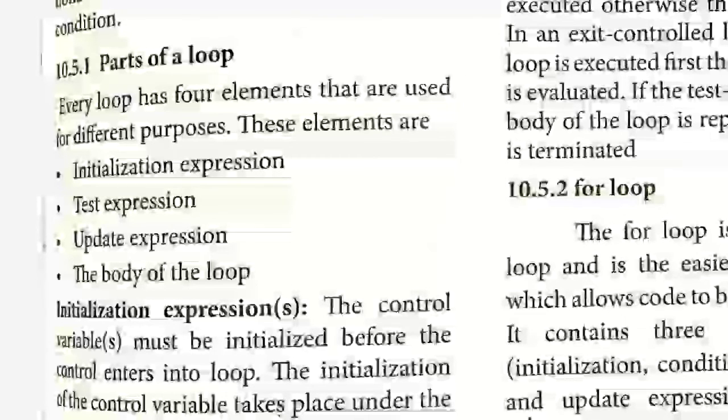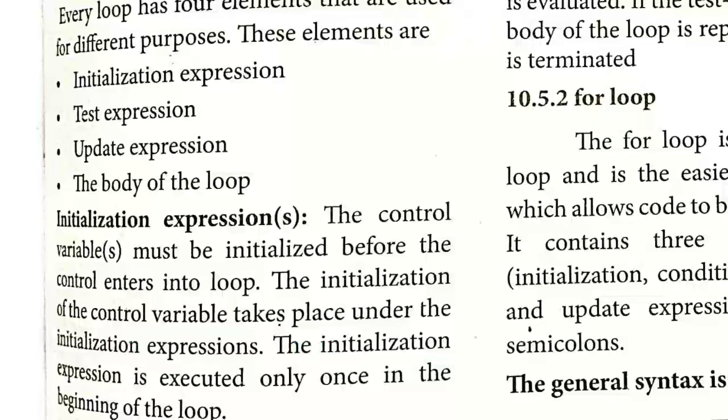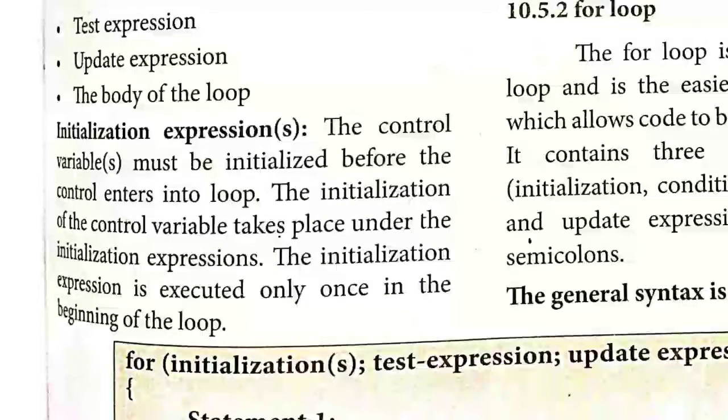So these are all the parts that we can see in all the looping statements. Next, the first one is the initialization expression. The control variable may be one or more variables. The control variables must be initialized before the control enters the loop. The initialization of the control variable takes place under the initialization expression. The initialization expression is executed only once, at the beginning of the loop. It is the starting value. If you provide any starting value to the loop, that will be executed only once. This must be given before the loop has started.